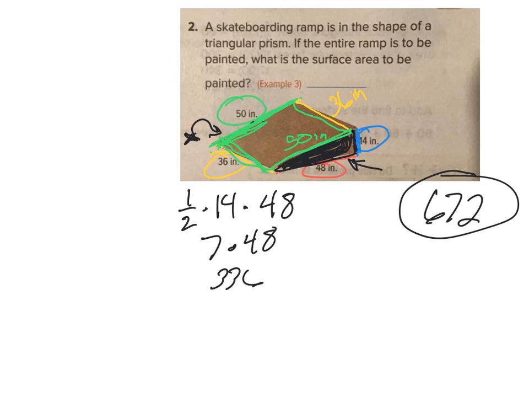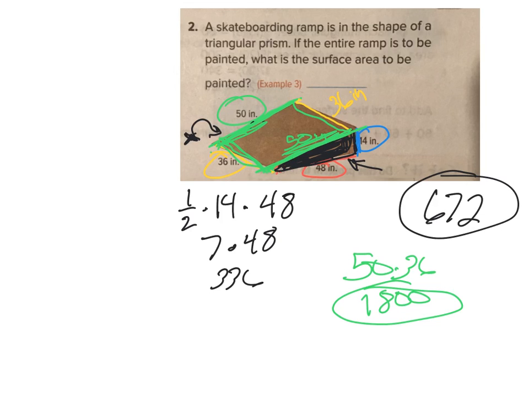Okay, so 50 times 36 equals 1800. Now there's no corresponding one because the bottom one is not 50. On the bottom one, we see it's 48 by 36. So that's different. So let's do that one now.